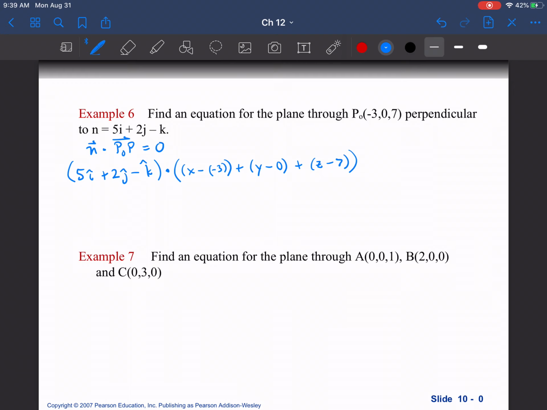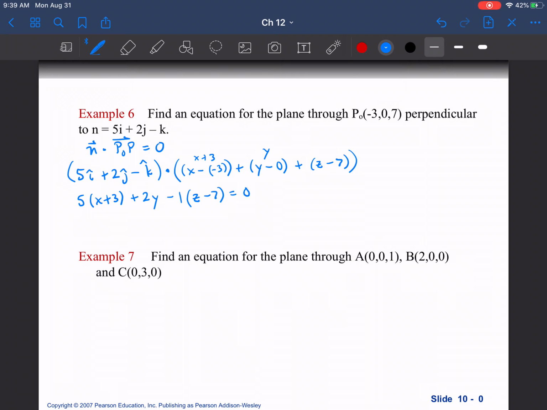And then we can actually go through and do this. So x minus -3 is just going to be x plus 3. This is just going to be a y. This is just going to stay a z minus 7. So we can go ahead and dot product this. So 5 times x plus 3, 2 times y, and then -1 times z minus 7, just like that. And then this has to equal 0, okay?